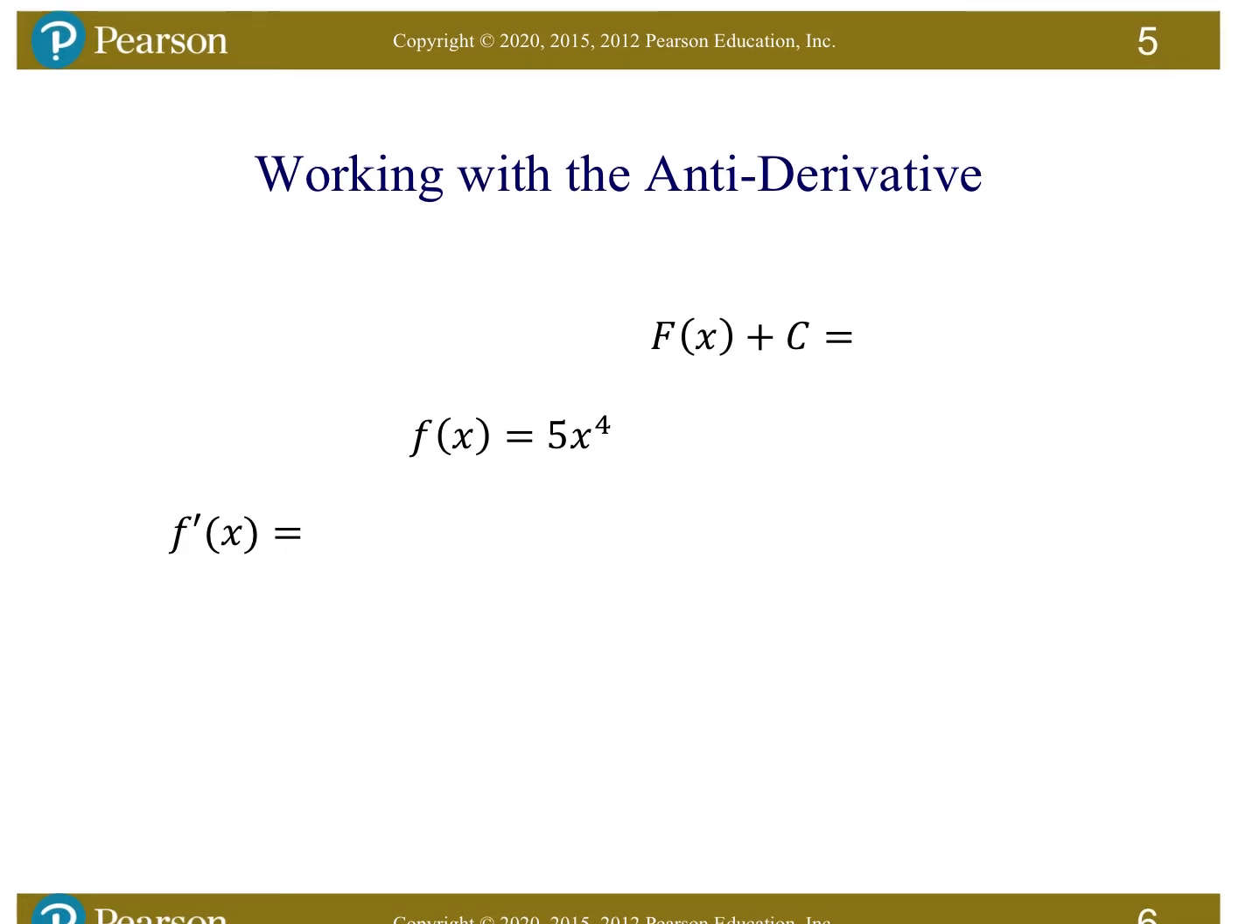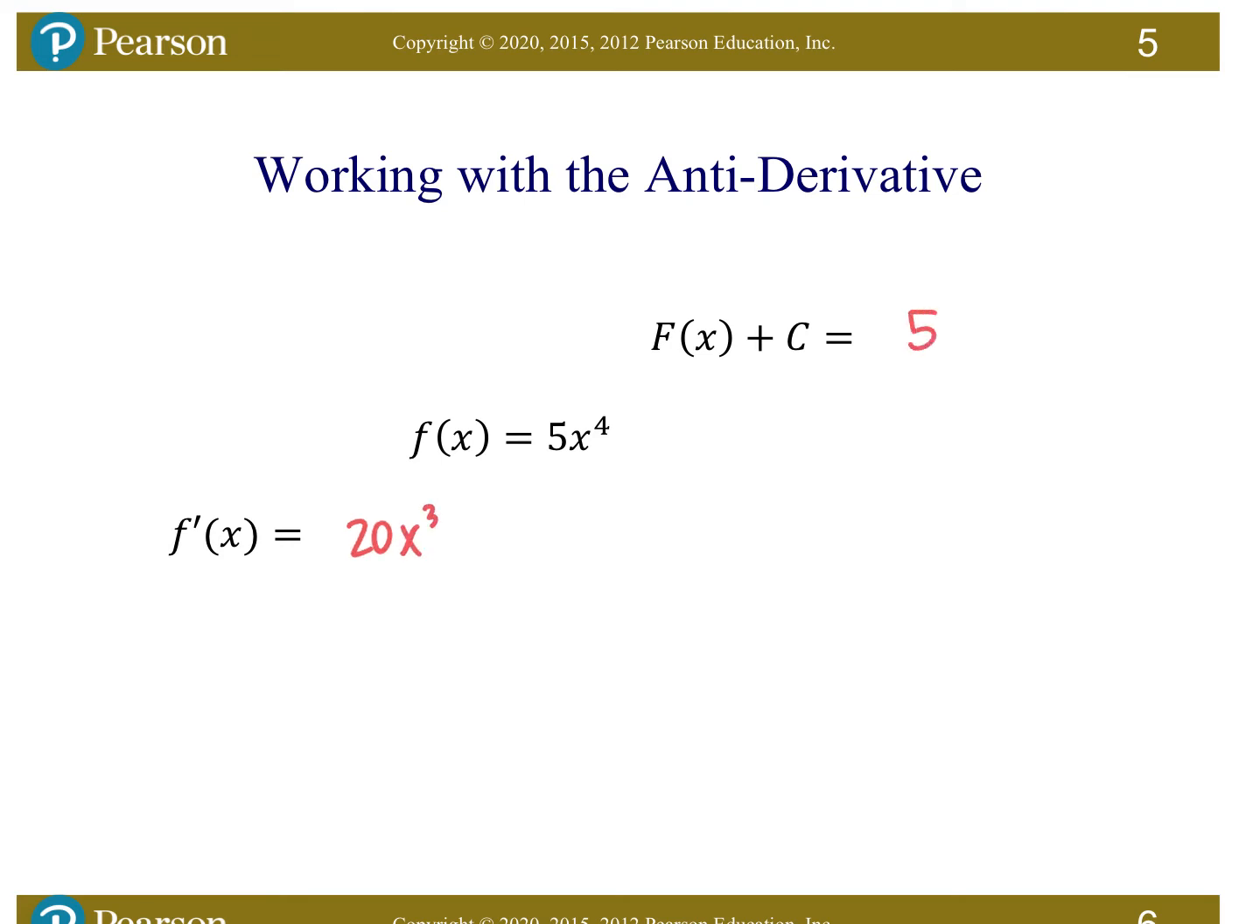Okay, let's try another one. Okay, Kira, do the derivative. If f is 5x to the 4th. 20x to the 3rd. Good. You want to do the antiderivative? I'll try. All right, so it'll be 5. We start with 5x. Okay, now what? 5x to the 5th divided by 5 plus C.